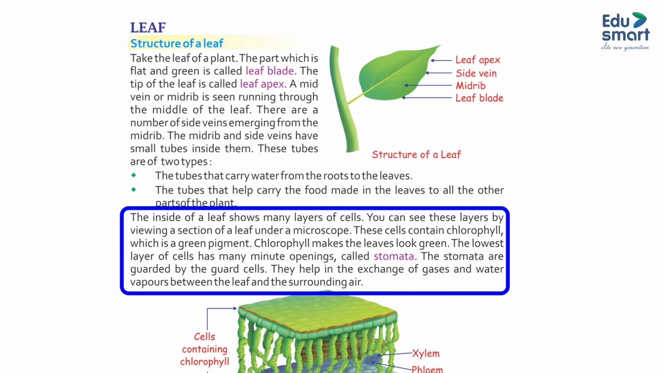The inside of a leaf shows many layers of cells. You can see these layers by viewing a section of a leaf under a microscope. These cells contain chlorophyll, which is a green pigment. Chlorophyll makes the leaves look green. The lowest layer of cells has many minute openings called stomata. The stomata are guarded by the guard cells. They help in the exchange of gases and water vapors between the leaf and the surrounding air.